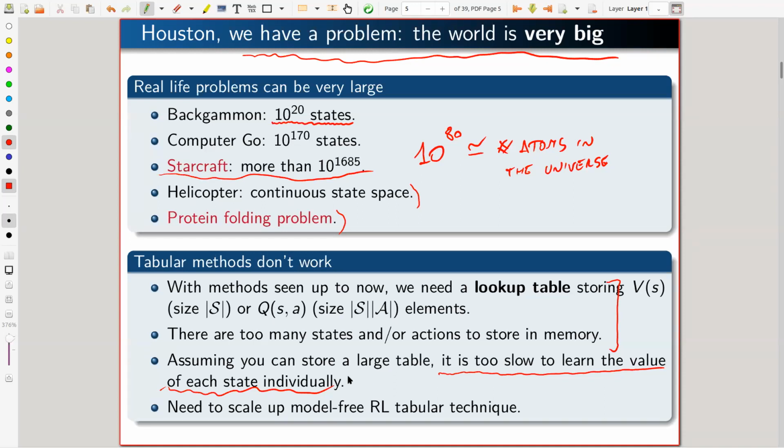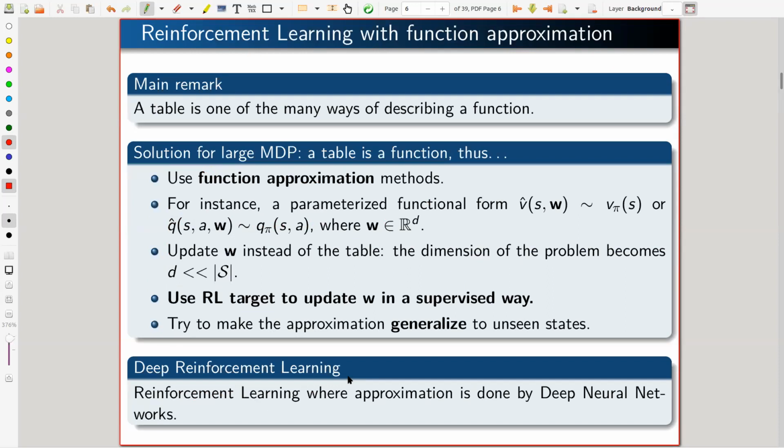Well, the key observation is this one: the fact that a table is just one of the many ways of describing a function. If you remember, when we were in primary school or in high school, maybe they were telling us that a function was given in some way like this. They were making us this picture, telling, okay, this is 1, this is 1, this is 2, this is 4, this is 3, this is 9, and stating that this is describing a function.